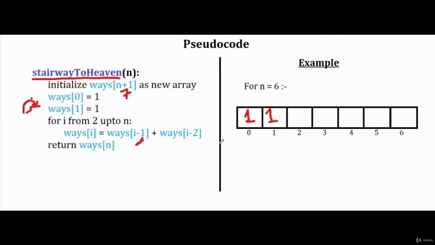Now, for the rest of them, we'll just add the previous two values. For example, ways 2 is equal to ways 1 plus ways 0, which is 2. Similarly, ways 3 is equal to ways 2 plus ways 1, which is equal to 3. And so on, ways 4 is equal to ways 3 plus ways 2, which is 5. Ways 5 is equal to ways 4 plus ways 3, which is equal to 8. And lastly, ways 6 is equal to ways 5 plus ways 4, which is equal to 13. Finally, we return ways 6, which is 13, as our answer.